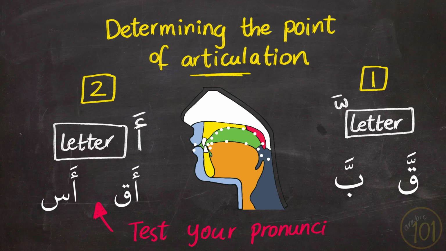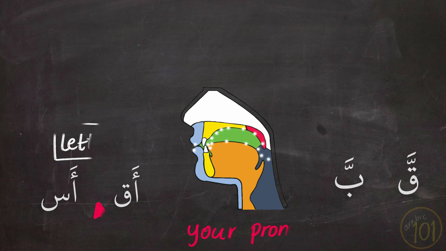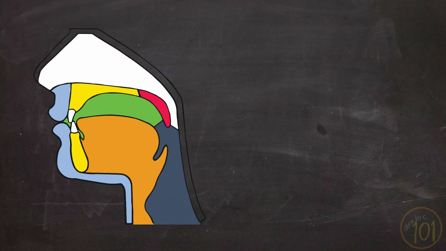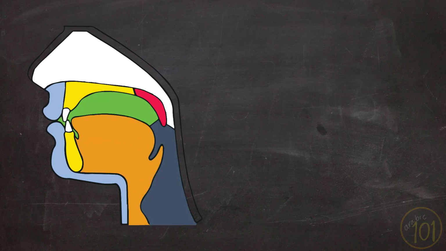Alright, now that we know the basics of studying Makharij, let us start with the first and the easiest area of articulation, which is the oral cavity.